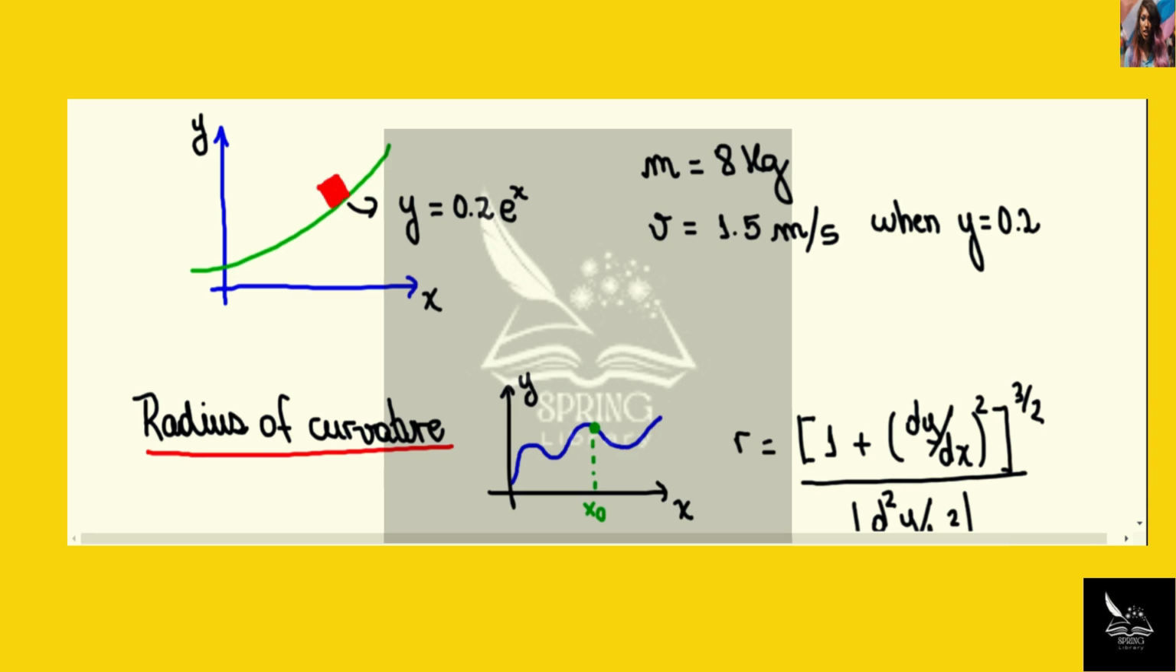Okay, our goal is to find what is the normal force that the surface exerts on the sack when y is equal to 0.2, and also we want to know what is the rate of increase in the speed at the same instant. Now notice that when y is equal to 0.2, e to the x is equal to 1, because y is equal to 0.2 times e to the x, meaning that x is equal to 0. So really what we want is to find these quantities when x is equal to 0.